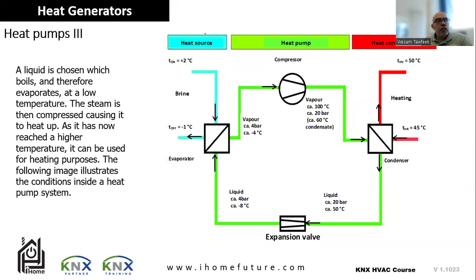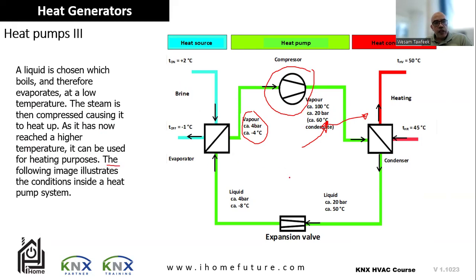How do heat pumps work? This is how the heat pumps work. A liquid is chosen which boils, therefore evaporates at a low temperature. The steam is then compressed. So the liquid is boiled, you are getting steam or vapor. Then you are compressing the steam or the vapor. During the compressing of the steam and vapor, the temperature is getting much higher, which you are using now for the heating consumption you need. So the steam is then compressed, causing it to heat up, and it has now reached a higher temperature. It can be used for heating purposes.